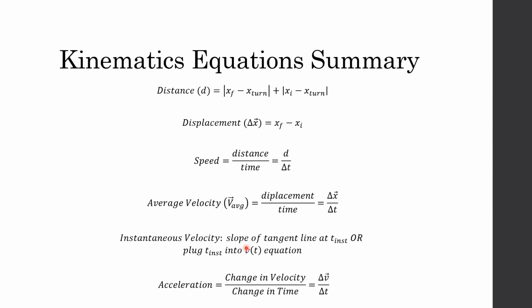If you have a graph, then you're going to draw a tangent line at the point t instantaneous that they give you. So say if t is equal to 2 seconds, that's what they want to know the velocity for, then you would draw a tangent line at t equals 2 seconds and then find the slope of that tangent line. Or if you're given the equation, then you would plug t instantaneous into the v of t equation. And then last but not least, acceleration. So that's the change in velocity over the change in time.